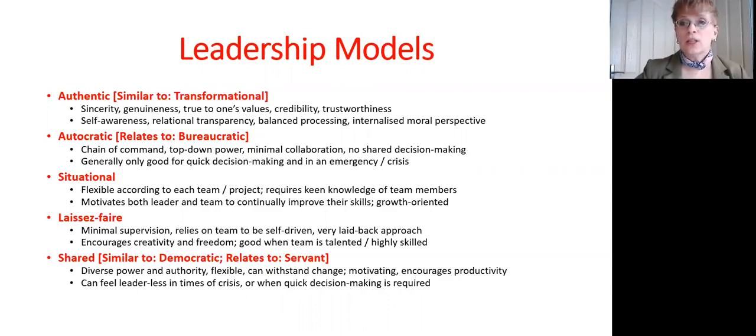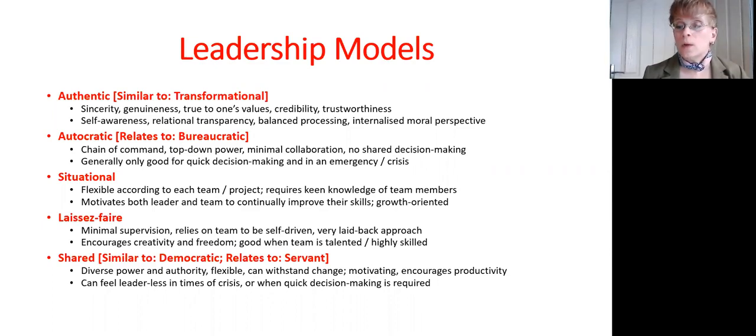Autocratic, particularly, sometimes we refer to it as dictator-like, because autocratic is a very strong chain of command. And if you break that, you're in violation. You can never talk equally to people. You have to go up the chain. Very militaristic, actually. Very top-down power. All the power is at the top. Minimal collaboration, therefore, and no shared decision-making.